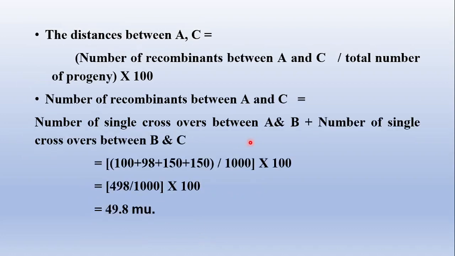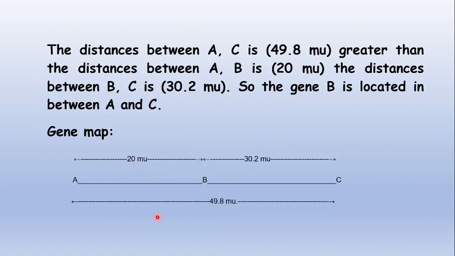The distance between A and C: number of recombinants between A and C over total number of progeny into 100. The number of recombinants between A and C can be obtained from the summation of the number of single crossovers between A and B and the number of single crossovers between B and C. Automatically we can get 49.8 map units. So we have distances between A and C, A and B, and B and C.